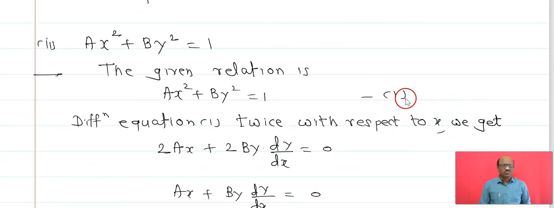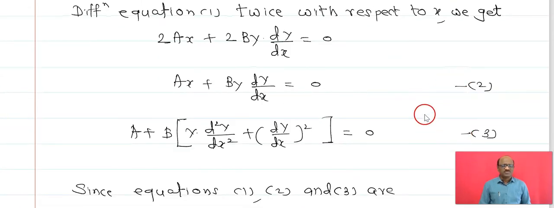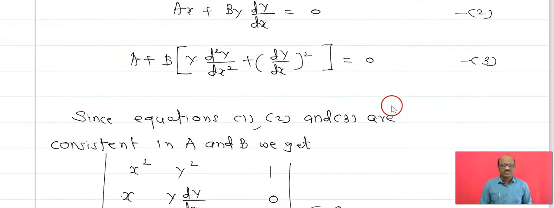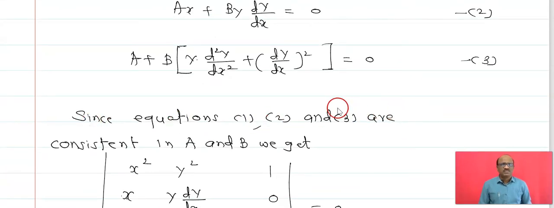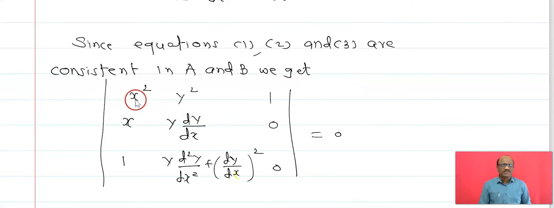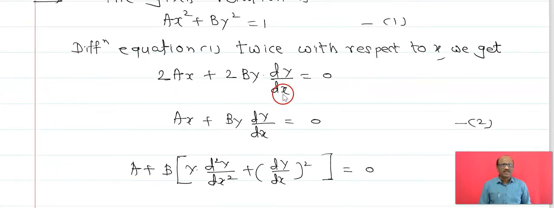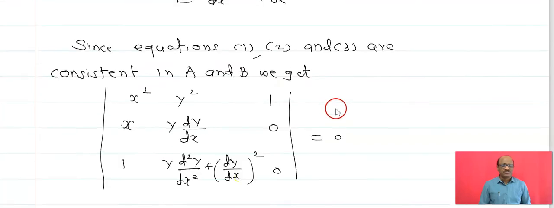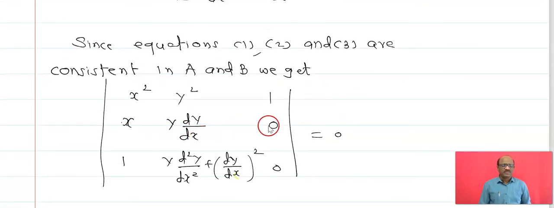Now see equation number 1, equation number 2, and equation number 3. Now we will solve these three equations. This is the standard form: arbitrary constant a, arbitrary constant b, equal sign and 1. The coefficient of a is x square and the coefficient of b is y square, and the constant is 1. Therefore we have written here x square, y square, and 1. What about the next? The coefficient of a is x and the coefficient of b is y into dy by dx, and the constant is 0. Therefore x, y into dy by dx, and here is 0.